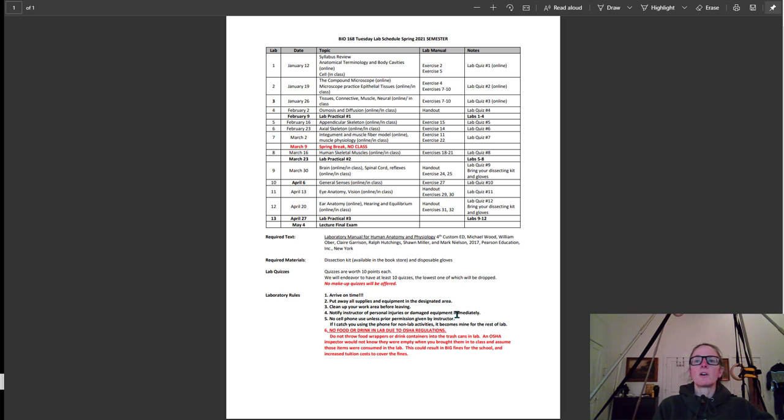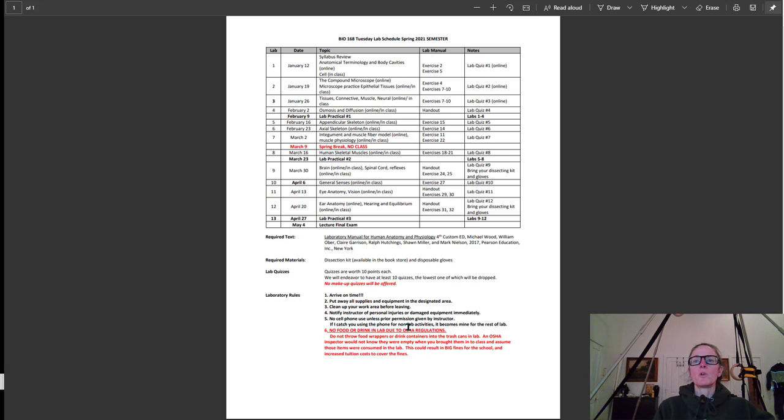We're not going to have any cell phones unless you're actually using it for either taking pictures of the models or the dissections that we're doing, or possibly to access some of this course material online. Once again, if I catch you using the phone for non-lab activities, it's going to stay with me at the front of the lab until the end of the lab.